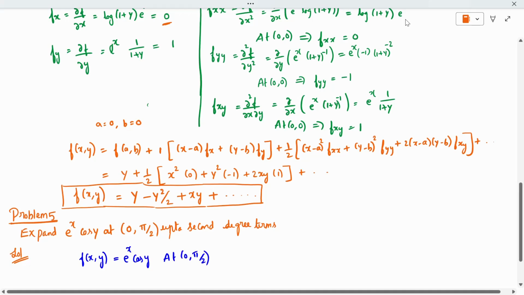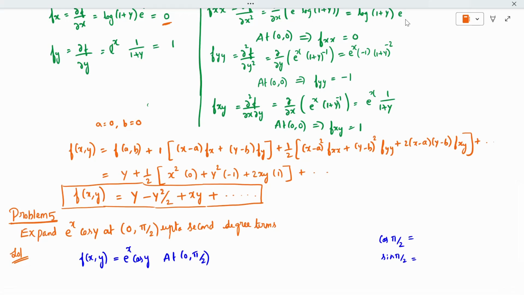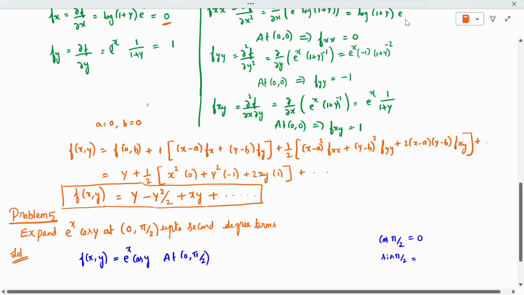For this we have to know what is cos pi by 2, sin pi by 2. So what is your cos pi by 2? Cos pi by 2 is, what is the value? It is 0. Sine pi by 2 is nothing but 1. We will check.